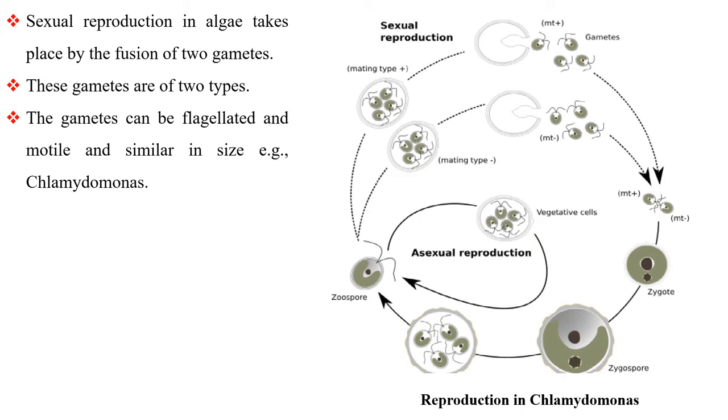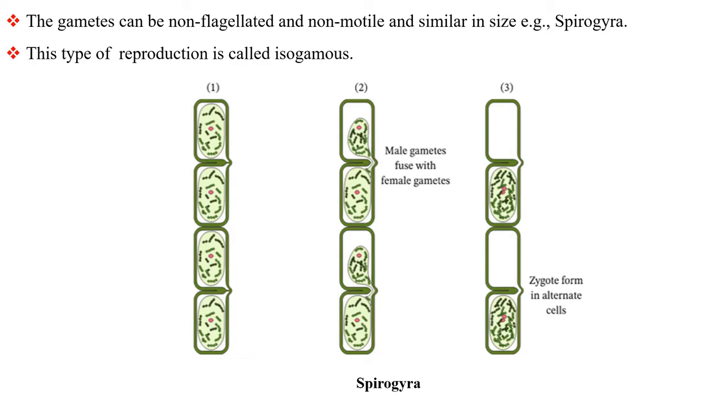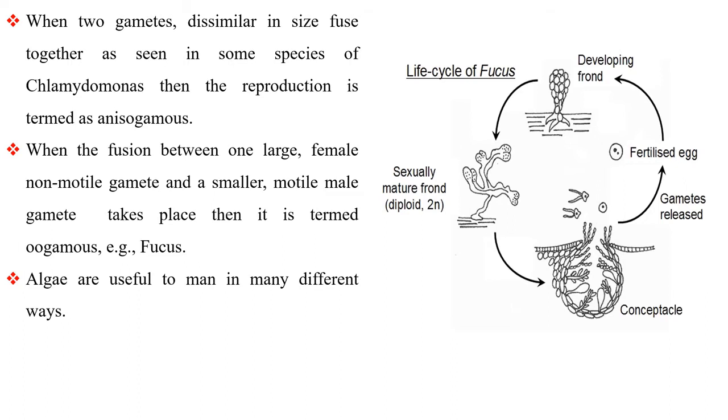These gametes are of two types. The gametes can be flagellated and motile and similar in size, example Chlamydomonas. The gametes can be non-flagellated and non-motile and similar in size, example Spirogyra. This type of reproduction is called isogamous. When two gametes dissimilar in size fuse together as seen in some species of Chlamydomonas, then the reproduction is termed as anisogamous. When the fusion between one large female non-motile gamete and a smaller motile male gamete takes place, then it is termed oogamous, example Fucus.